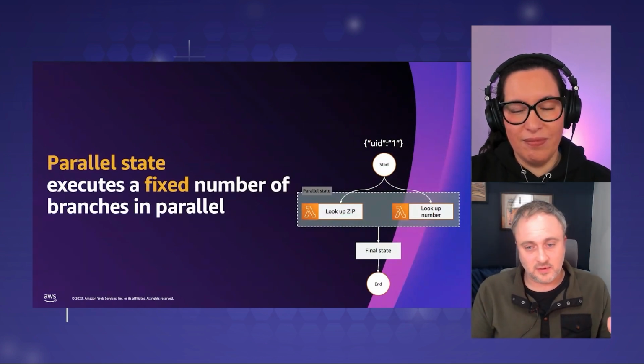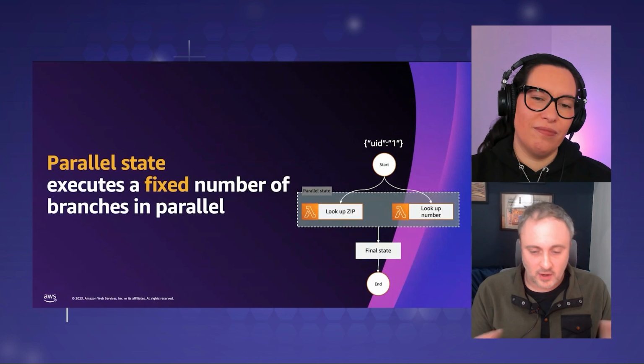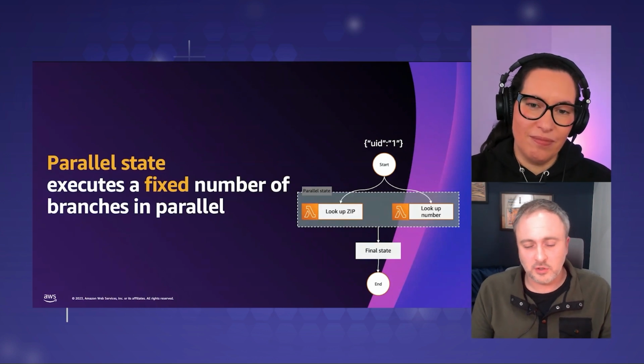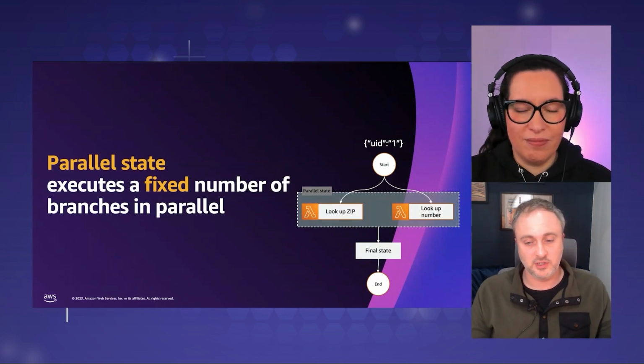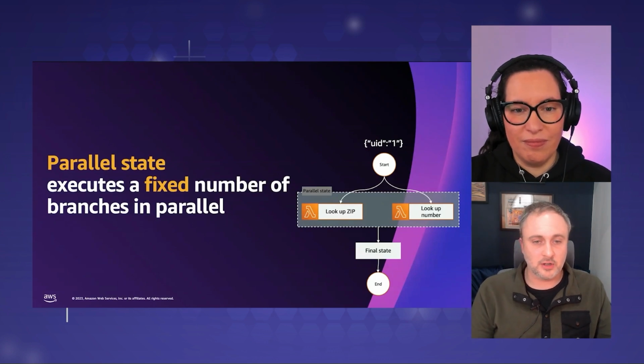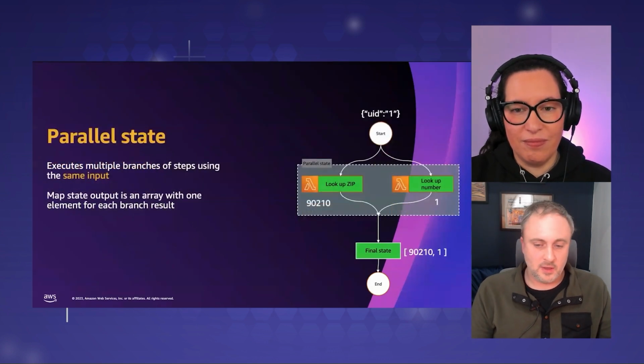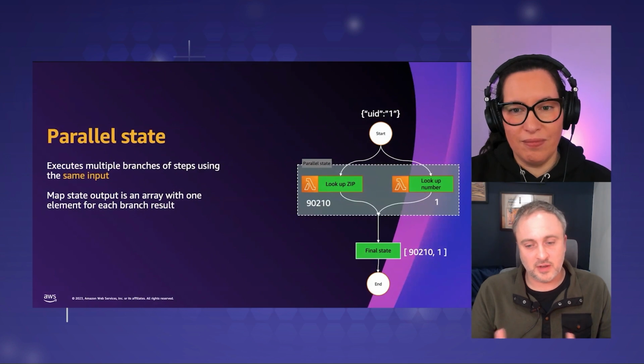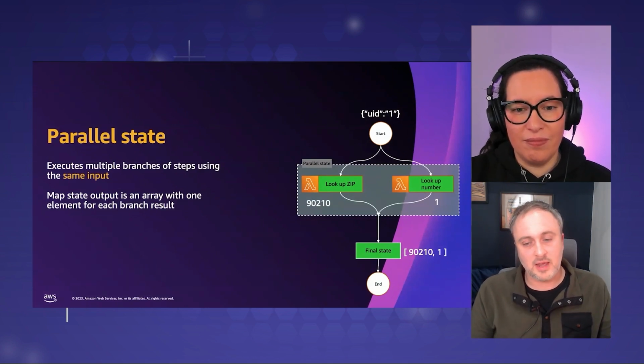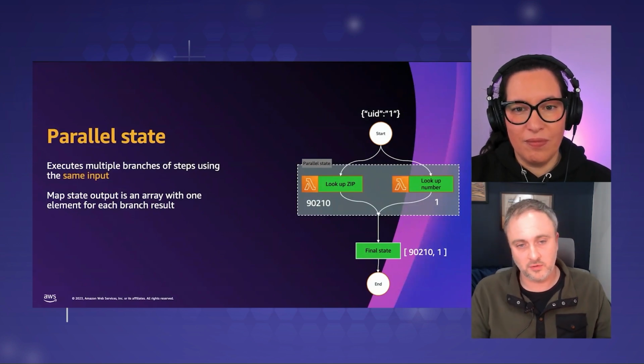This is a type of state within step functions where you can run a fixed number of branches in parallel, and each branch gets the same input, and it runs, and then it produces an output. When they've all finished, the parallel state exits, and the result of the parallel state is an array of all of those outputs that gets handed to the next.